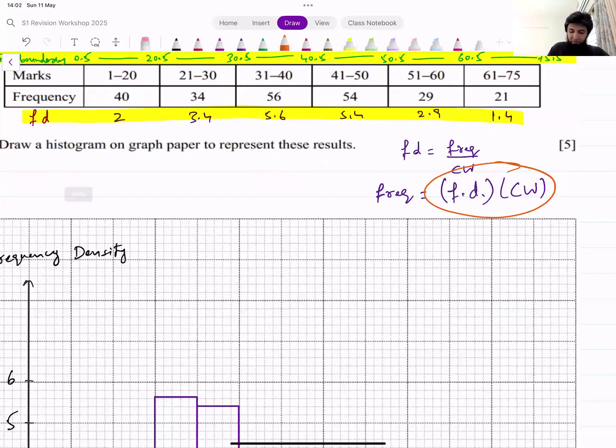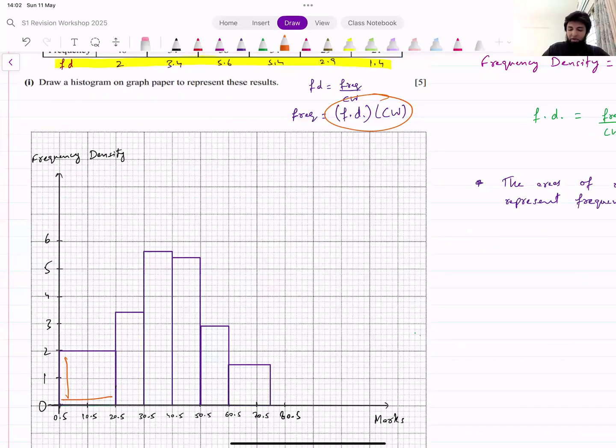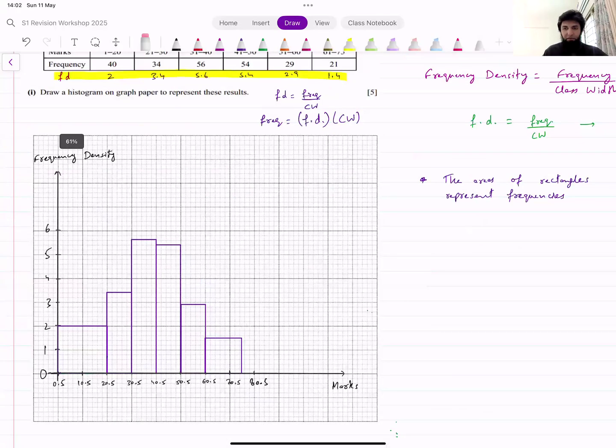Frequency density is the height. Class width is the base. When you multiply them, you get the area of the rectangle. That's frequency. So the areas of the rectangles on a histogram give you frequencies.